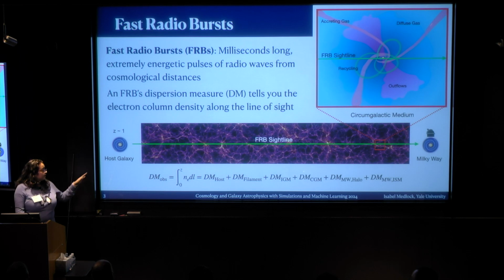So I list those at the bottom of the slide, including the dispersion measure from the host, the contribution from the Milky Way halo, CGM, as well as the ISM, intervening galaxies, which I refer to as DM-CGM, and then the IGM, which can also be split up into a filament contribution and a void contribution, and so on. There are several uncertainties on all of these contributions, but for the most part, I focus on something called DM cosmic, which focuses on the IGM and intervening halo contributions.